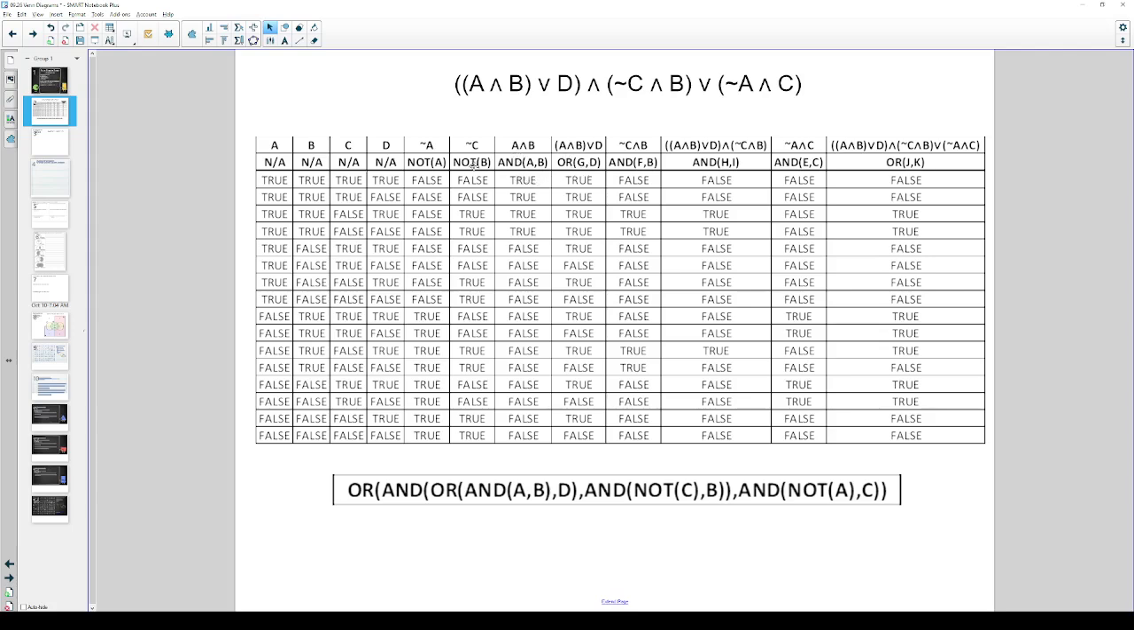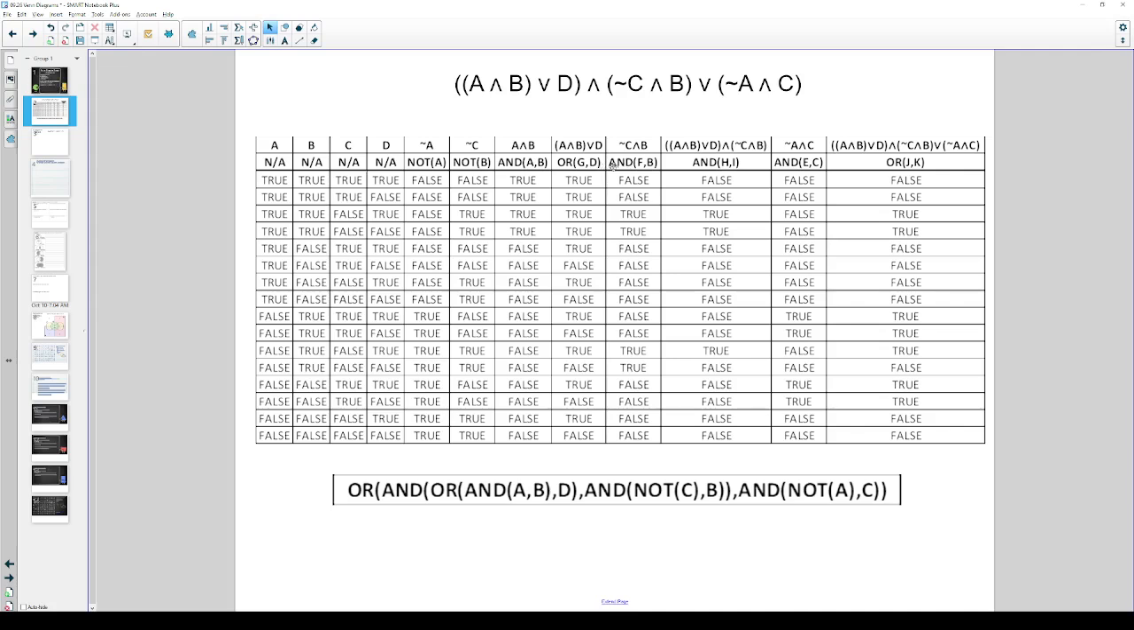So where A and B and D were both true, we get a true. Where D is false and A and B is true, we still get a true, because remember with a disjunction, we only need one or the other thing to be true. So we go through and fill all of those in. Then we go to our next conjunction, not C and B. So this one is looking at column F and B and seeing if they're both true, same exact way we did with this one here.